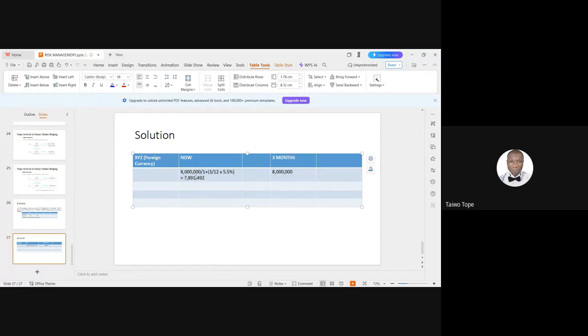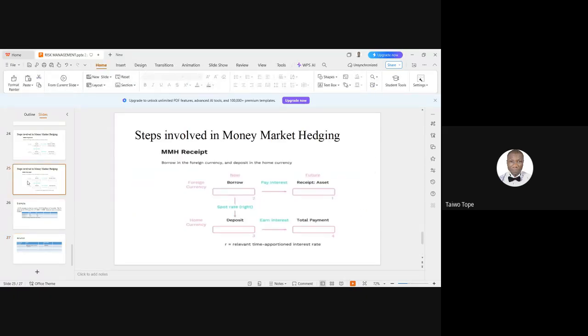Now, based on this explanation I've stated here, if you want to convert this amount you borrowed in foreign currency to your home currency, what will happen? Look at it. Interpret this. You want to convert this value, 7,891,492, to home currency. You convert at what rate? Spot rate. Using which value in the spot rates?